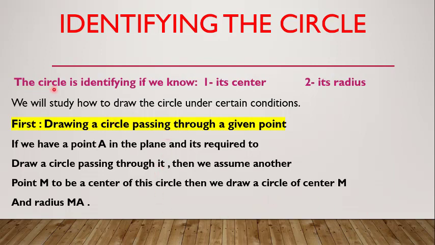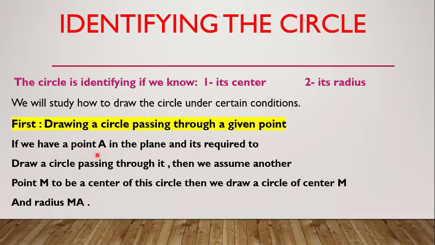A circle is identified if we know its center and its radius. We can draw a circle if we know its center and its radius. Okay, today we will learn how to draw a circle passing through 1 point or 2 points or 3 points. First, I want to know how to draw a circle passing through a given point.